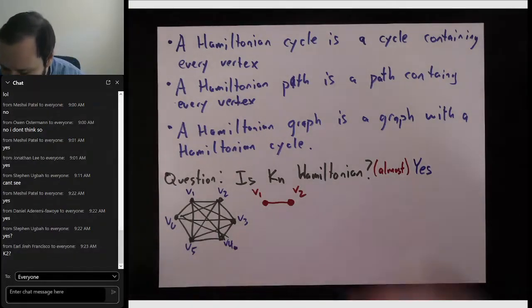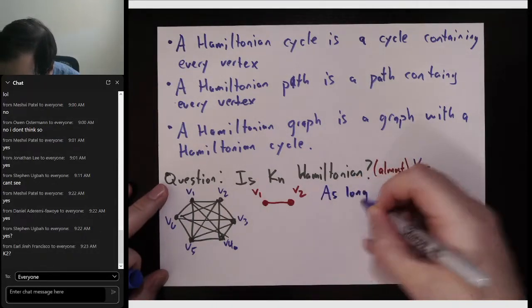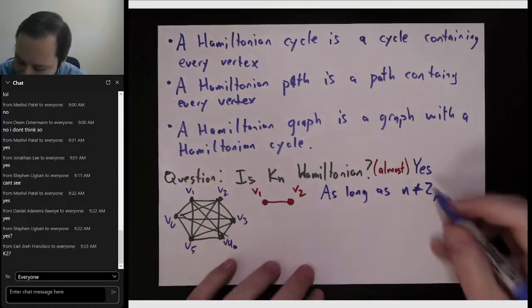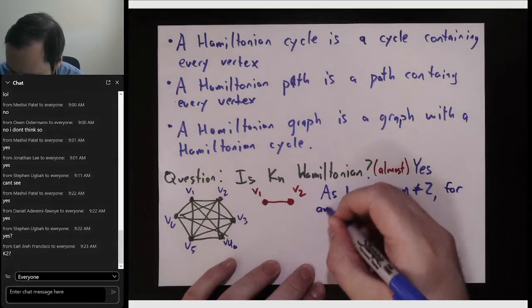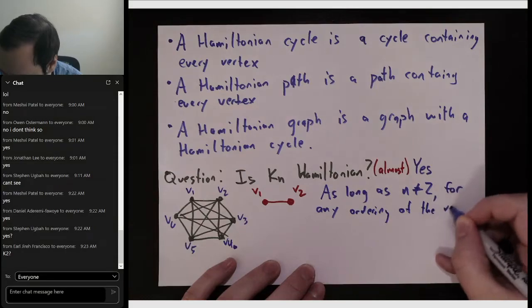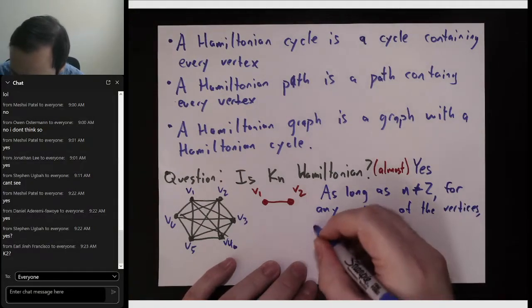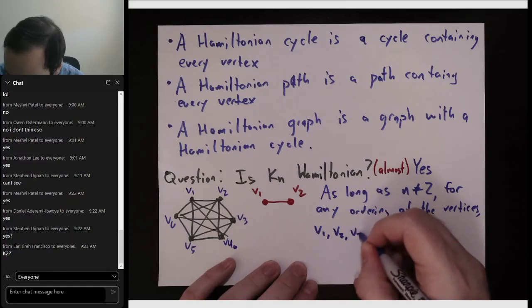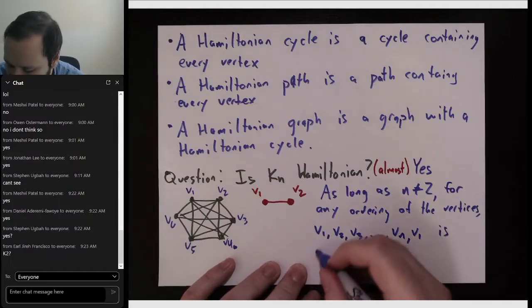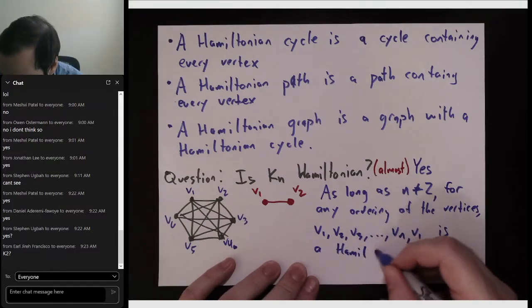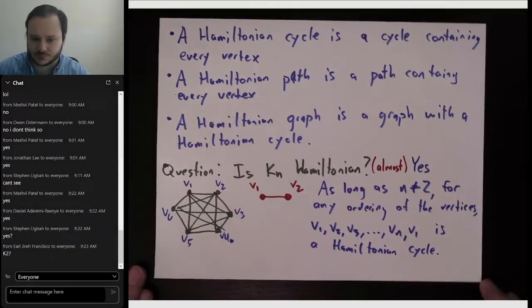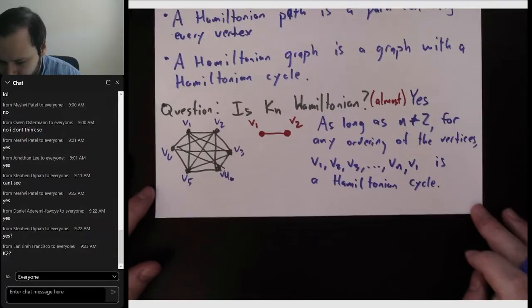So as long as n is not equal to 2, then for any ordering of the vertices, v1, v2, v3, all the way up to vn, back to v1, is a Hamiltonian cycle. Okay.